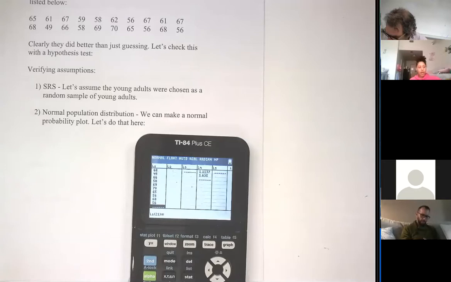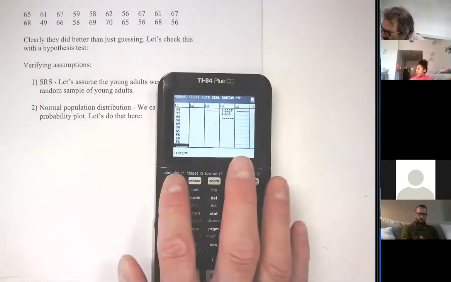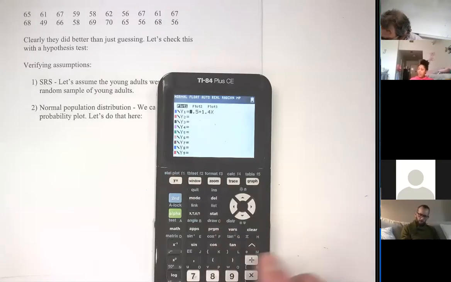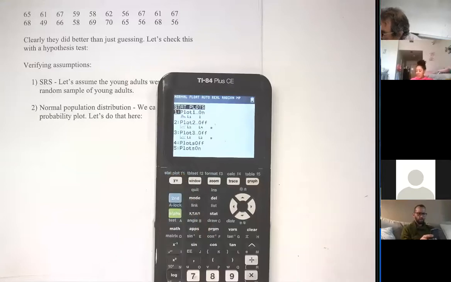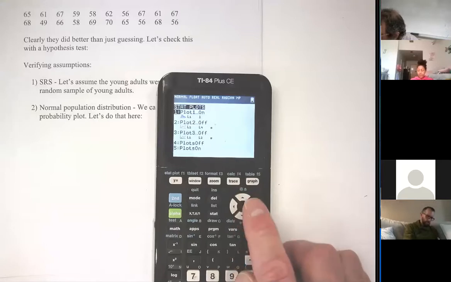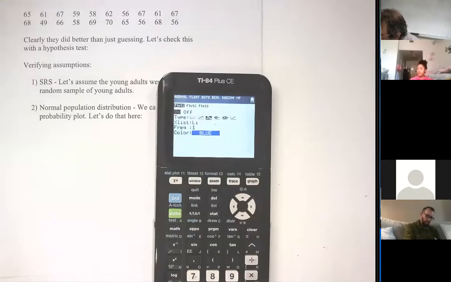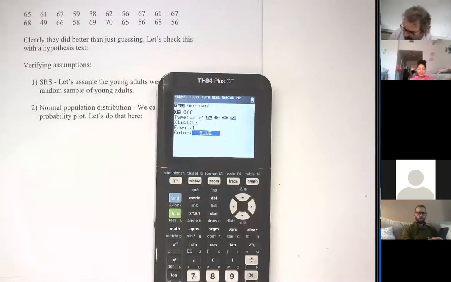So we go to stat plot, which is here. Well, it's second here, second stat plot. How about that? There we go. And then we're in plot 1. We hit enter to go in there. Make sure it's on. Okay, that's on. And then I'm going to come over here. The last one is the normal probability plot. I hit enter for that.